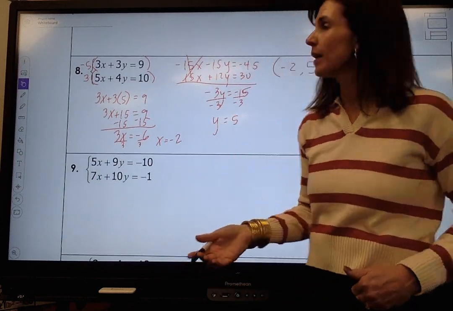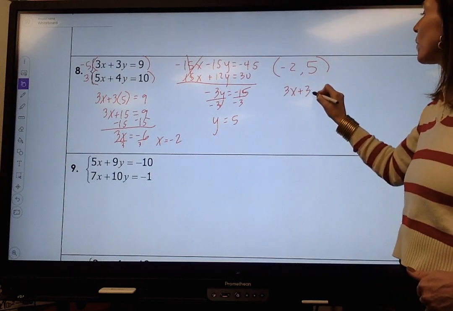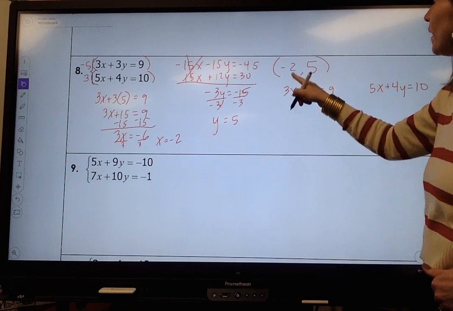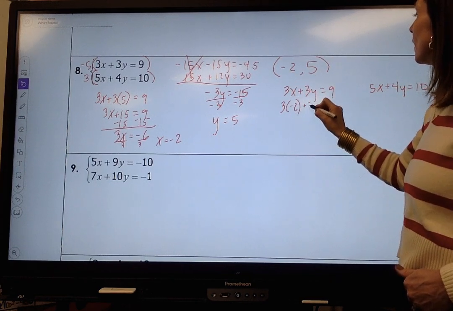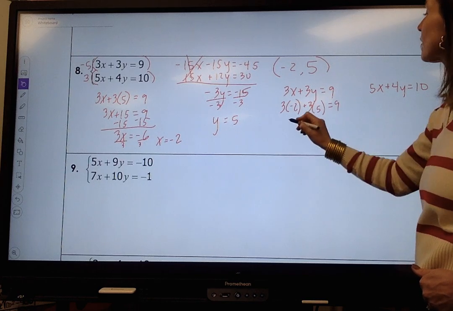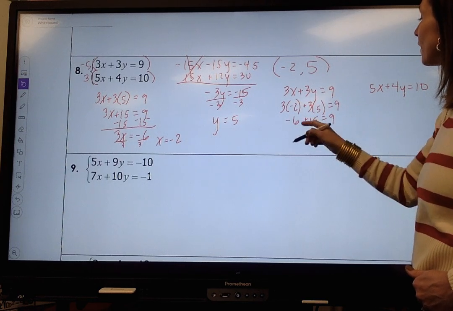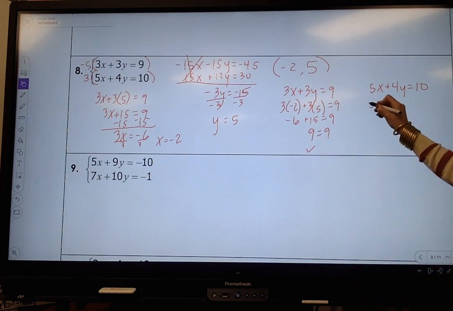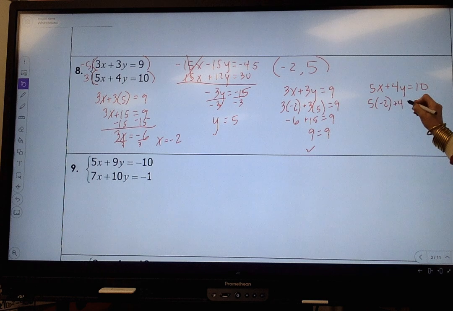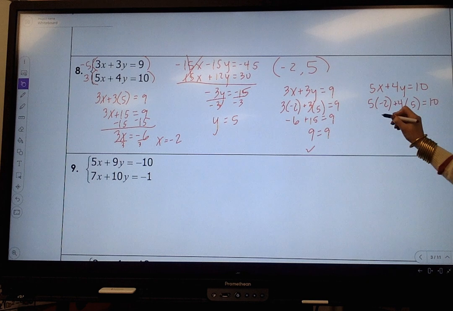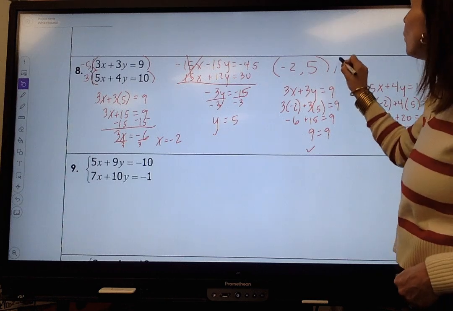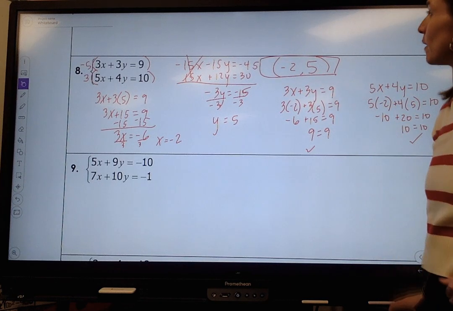And then, how do I check my answer? I rewrite both original equations. And I plug in a negative 2 for x and a positive 5 for y. And I ask myself, does this create a valid conclusion? Does 9 equal 9? It does. It checks out. Now I'm going to do it over here. If I plug in a negative 2 for x, if I plug in a positive 5 for y, does that create a valid conclusion? 10 equals 10. That's valid. It checks out. Therefore, negative 2, 5 is my answer.